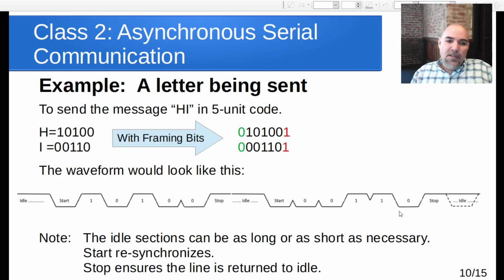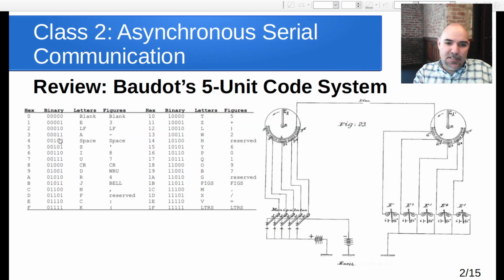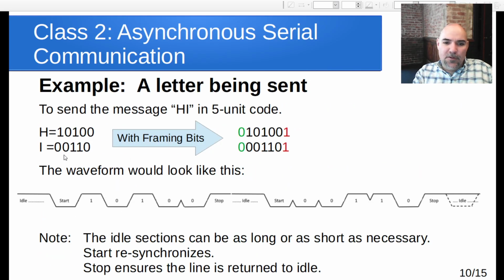So let's start out with Baudot's 5-unit code sending the message "HI". And 5-unit code for H and I, let's go back and look at the table. The table is back a ways. Give me just a second. So H is over here: 1, 0, 1, 0, 0. And then I is over here, and I is 0, 0, 1, 1, 0. So those are the 2 messages we're going to send. So let's go back forward to where we were, right here. So 1, 0, 1, 0, 0, and 0, 0, 1, 1, 0.